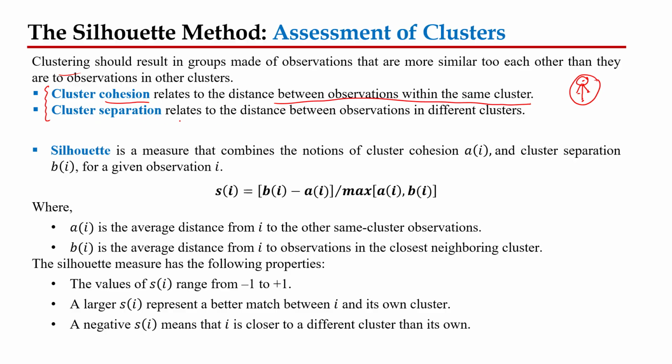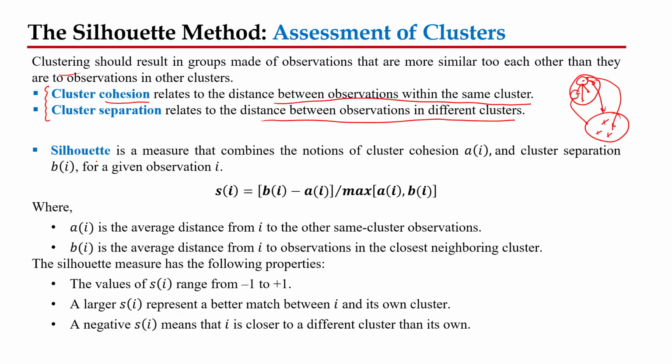Whereas cluster separation relates to the distance between observations in different clusters. If we have this cluster and another cluster over here, what does cluster separation mean? From this observation of the first cluster, how much is the distance to this observation, similarly from this observation to that observation, and so on. So the distance from one cluster's observations to the other cluster's observations is known as cluster separation.